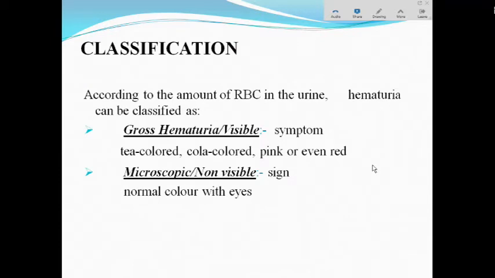So classification: it can be classified as gross or visible hematuria, or microscopic or non-visible hematuria. Gross, visible hematuria will be a symptom, the patient will come with that, and microscopic will be a sign. The patient cannot see it with normal eyes; it will be visualized only on microscopic examination.